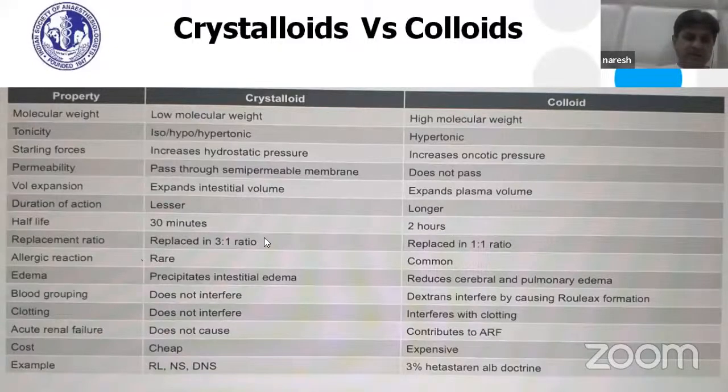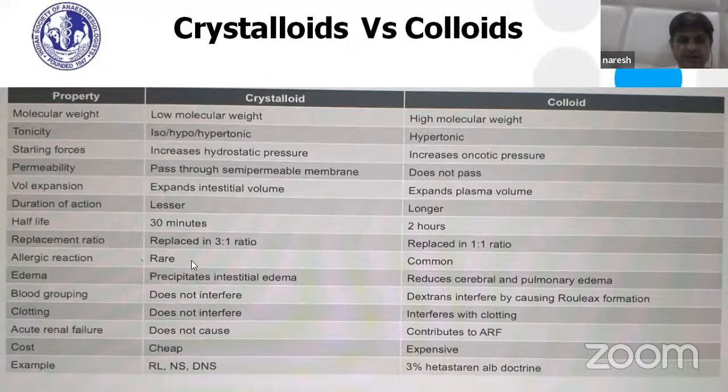This is the old ratio which has been mentioned here, the 3:1 ratio compared to the colloids. But nowadays it has been replaced by 1:1.5. Now it is not 3. We used to say earlier that if you have given 1 unit of colloid, it is equal to 3 units, but now it is not like that. It is 1:1.5. We will discuss in the discussion part if there is some different version.